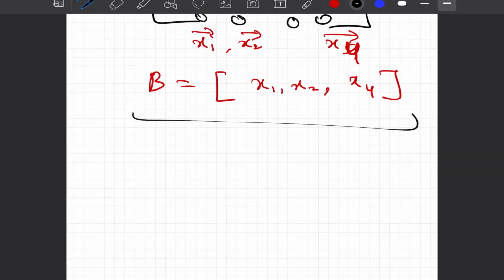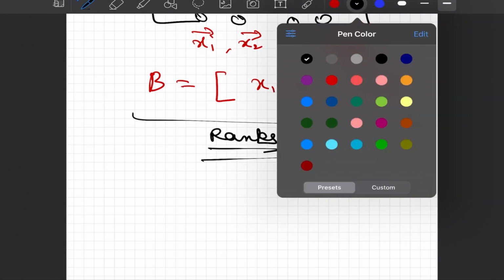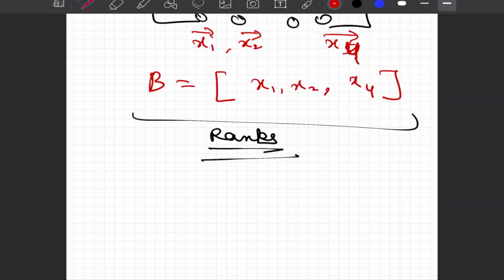Now this brings us to an important concept of ranks. We have learnt ranks in our high school or secondary schools in a very theoretical way, but now when we talk about ranks, they also help us understand the span and basis or image and ranges in a better way.